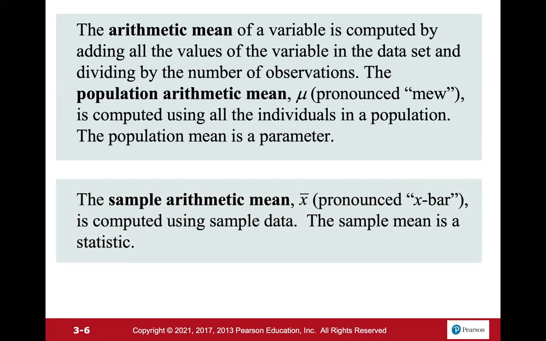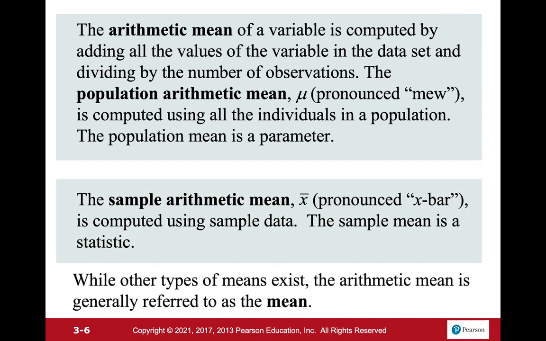Going back to chapter 1: population parameters, sample statistics. Next is the sample arithmetic mean. This one is denoted by x bar, so x with a little bar above it, and it is computed using the sample data. Where the population arithmetic mean is looking at the population data, the sample arithmetic mean is looking at the sample data. The sample mean is a statistic. So population parameters, sample statistic, just remember that.